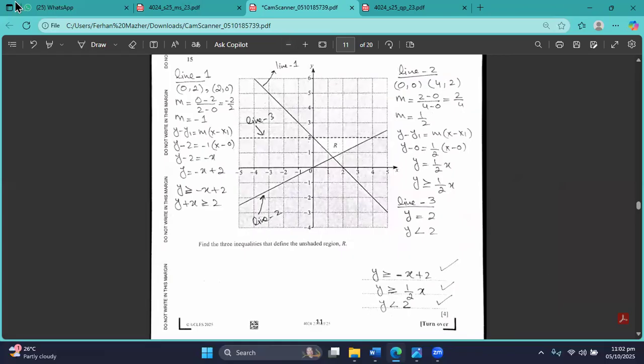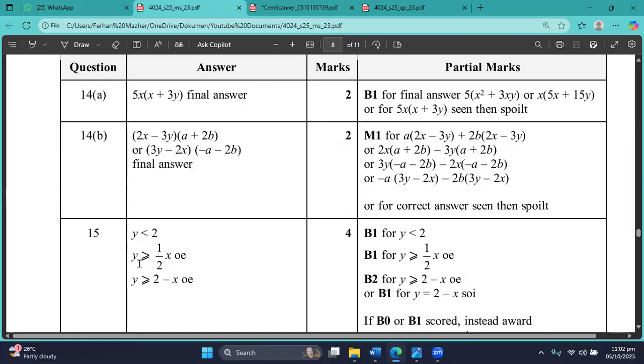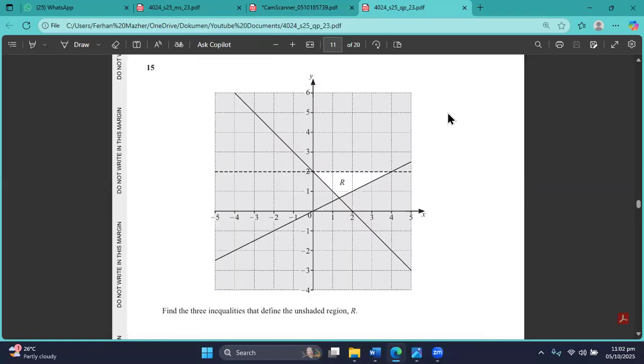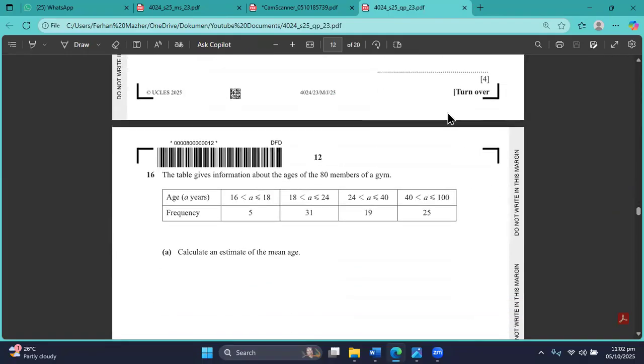So I have written here. Let's check whether our answers are right. This is the marking scheme. This is how I have done it. I hope you understand this. So this is how you do question number 15.